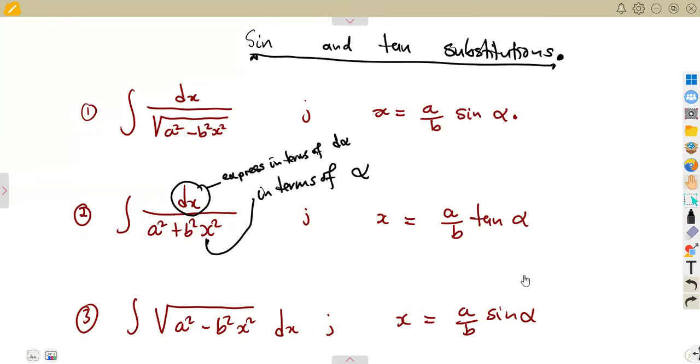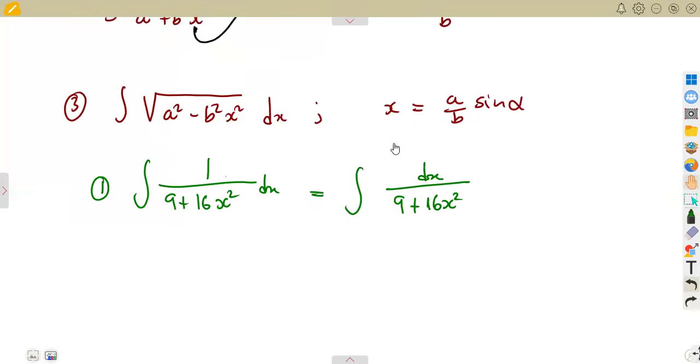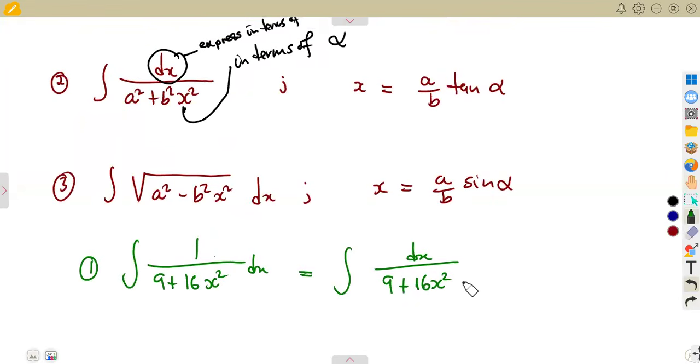Okay, so let's consider just one or two questions. How can we apply this? As you can see, it is a straightforward question that you just need to follow the steps. Let us consider that you're given to integrate 1 over 9 plus 16x squared with respect to x. It is the same as what we saw in the presentation: 1 times dx is the same as dx over 9 plus 16x squared. It's the same format.